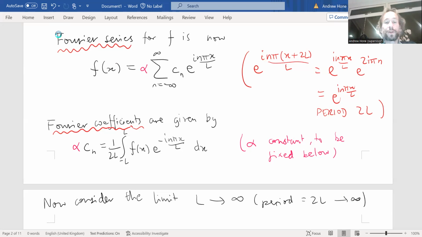But we could think about defining some other representation for it, which also involves something like a limit of a Fourier series. So the way that we do that is if we think about letting the period go to infinity, then we have a function now on the whole real axis from minus infinity to plus infinity. And what happens when we do that?